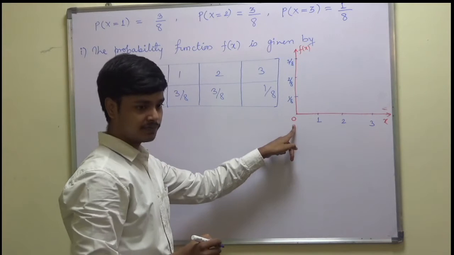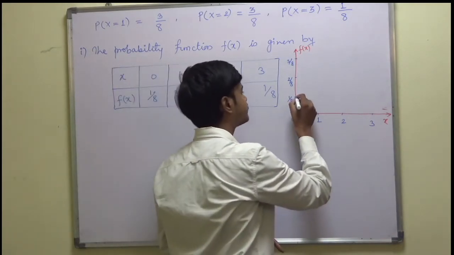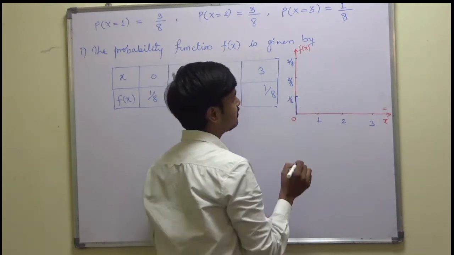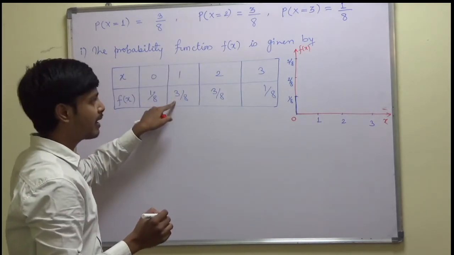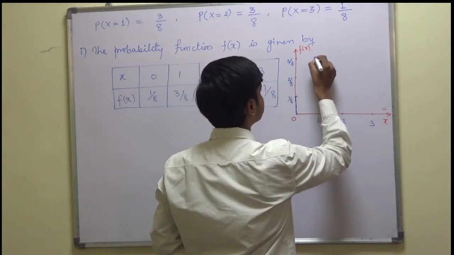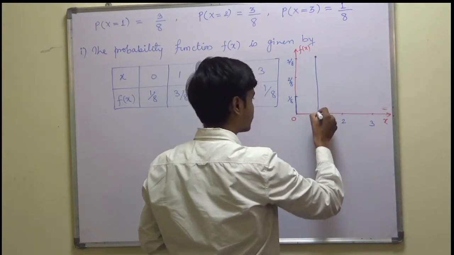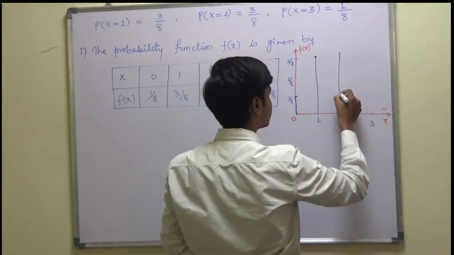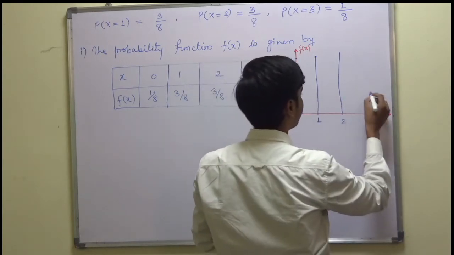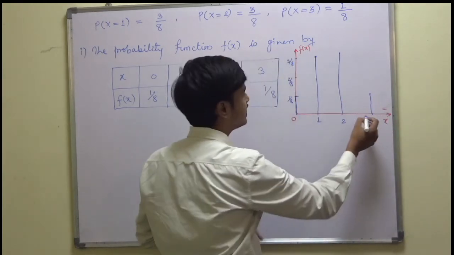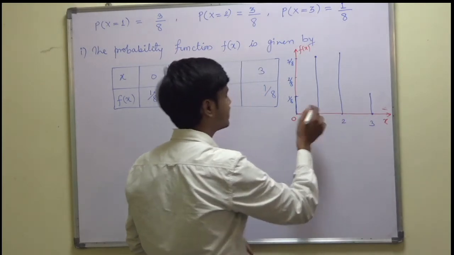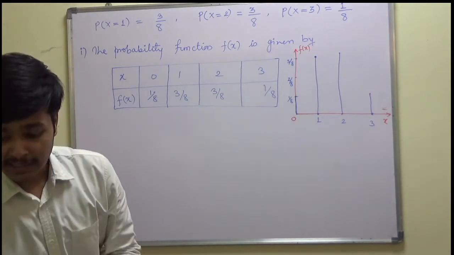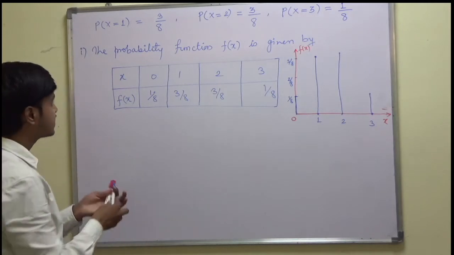Okay, so for 0 we have 1 by 8, drawing the bar graph. For 1 we have probability 3 by 8. And for 2 also we have 3 by 8. Okay, and for 3 we have 1 by 8. So this is the graph for the probability function. Okay, now let us see the distribution function F of x. This completes the first part.